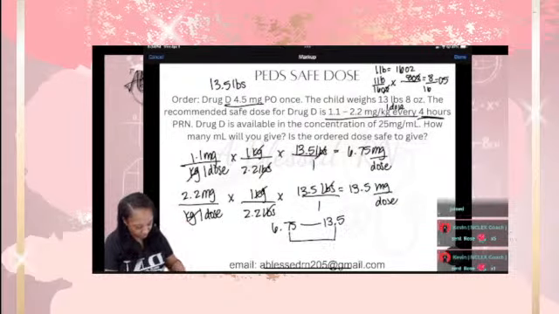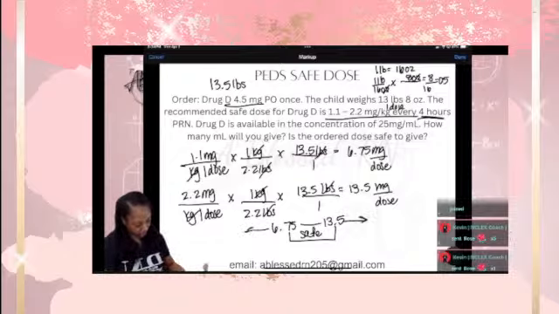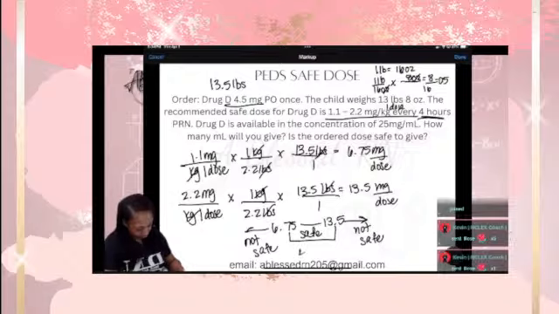So this is the safe zone, okay? So anything below and anything above is not safe. Not safe. So our order is 4.5. Is this a safe dose?